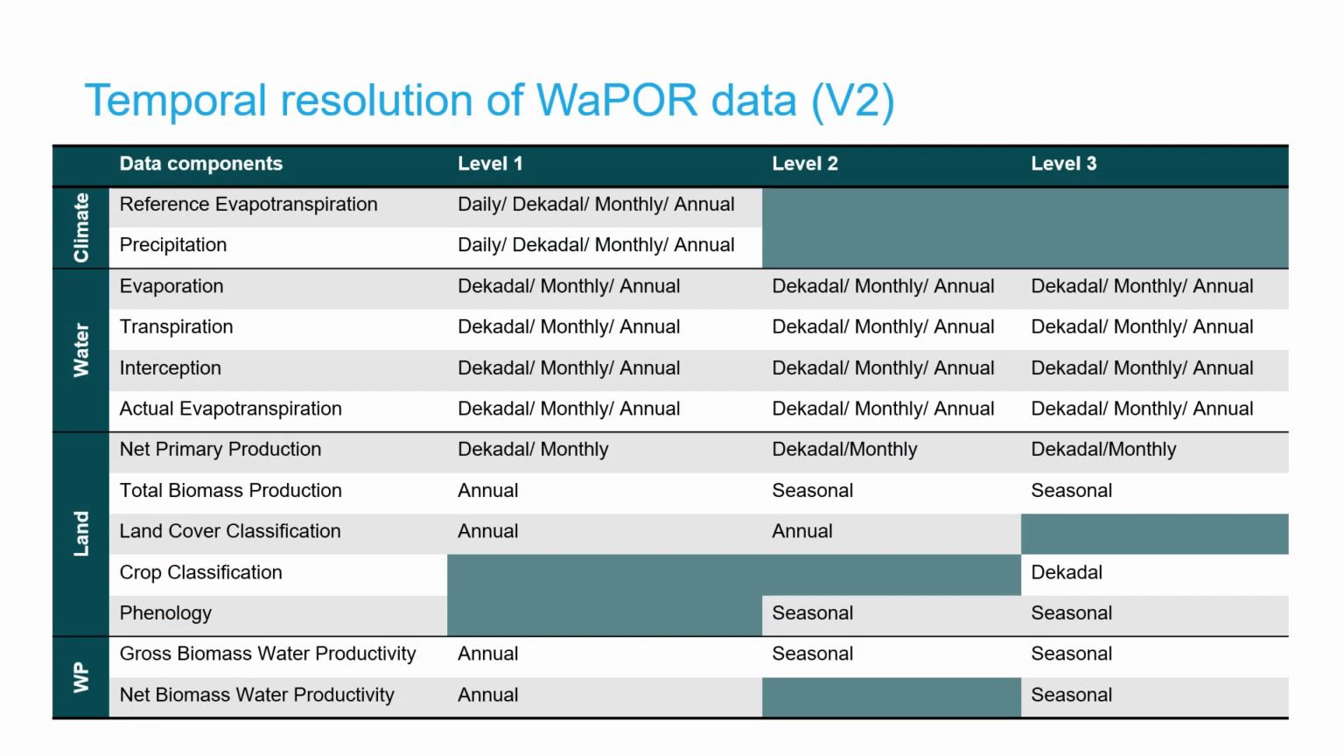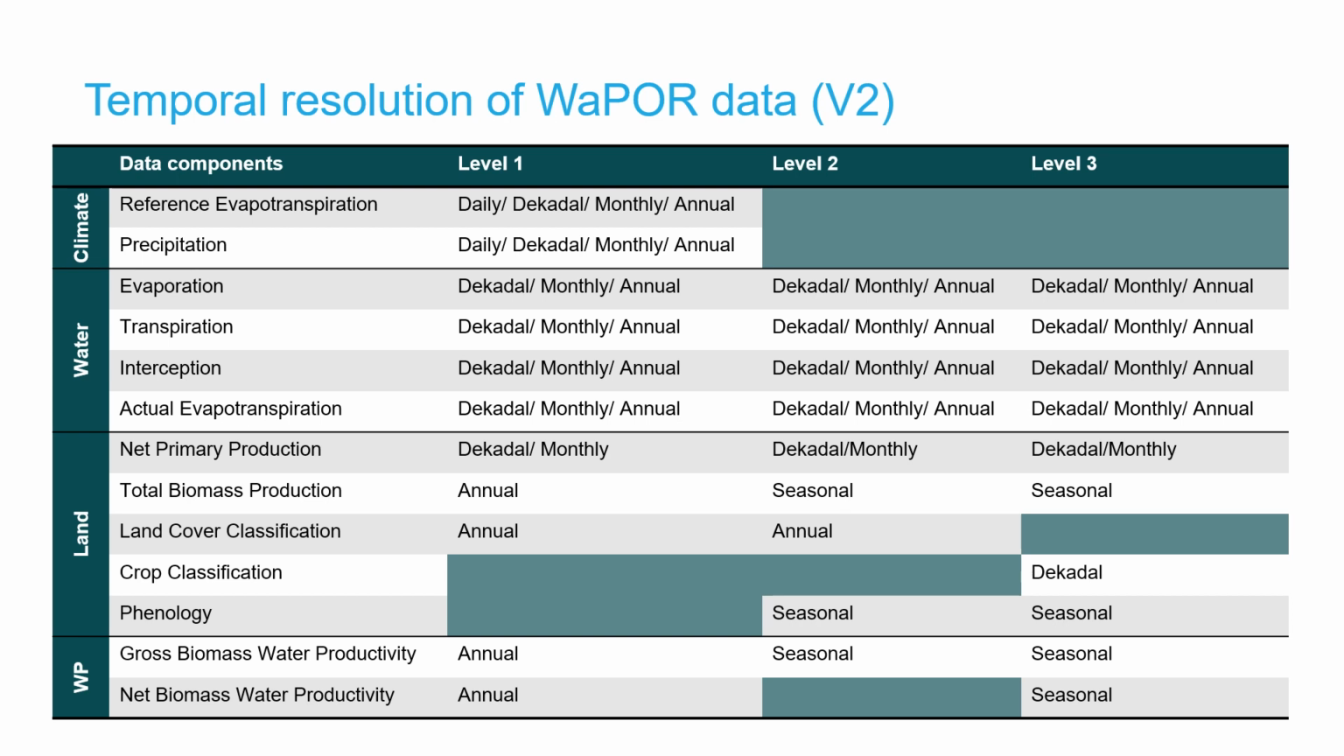An overview of the different temporal resolutions of the WaPOR data is provided here. The core of the WaPOR data, such as the water layers and the net primary production, are provided at decadal time step and then also made available at monthly and annual time steps in the portal. The climate data is the only data that's also available at daily time steps.